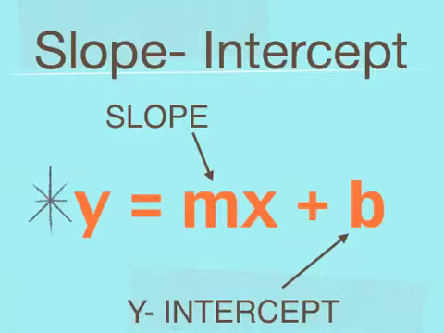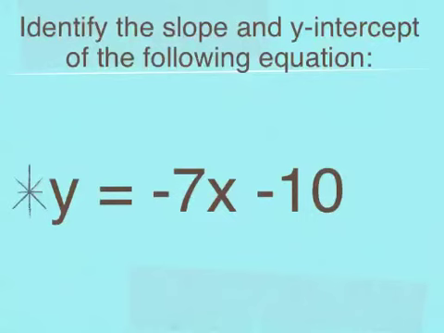Y and x are going to be your variables, which would create an ordered pair, which is a point on the line. The m is going to be the slope, and the b is the y-intercept. These next examples are going to give you an equation in slope-intercept form, and it asks you to identify the slope and the y-intercept of the equation.